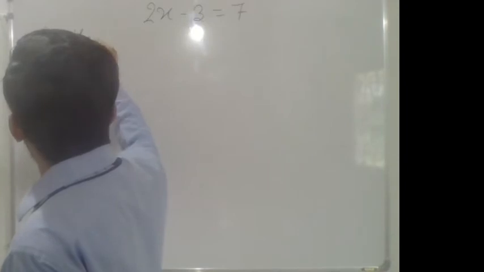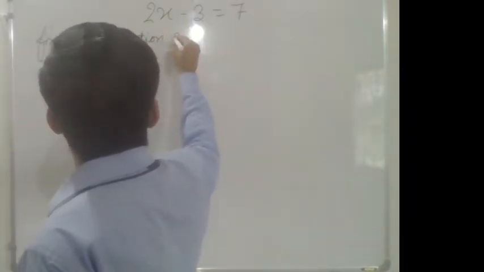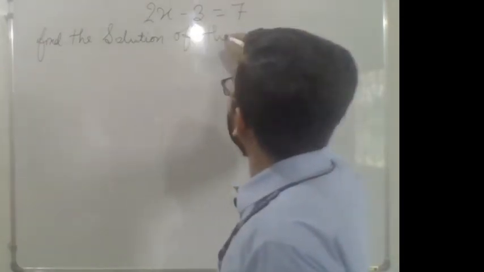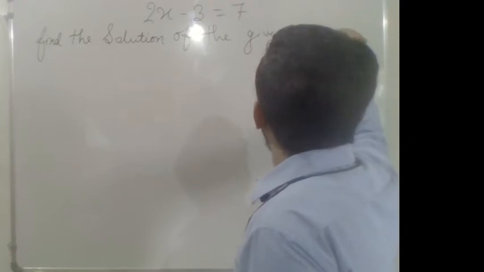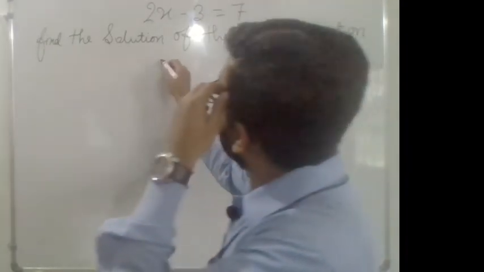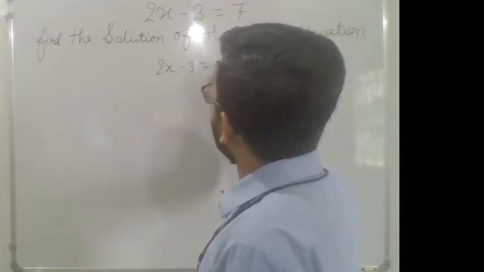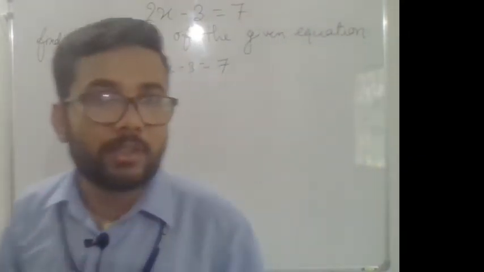Find the solution of the given equation. And the equation is 2x minus 3 is equal to 7. This is an equation. You will have to find the solution.